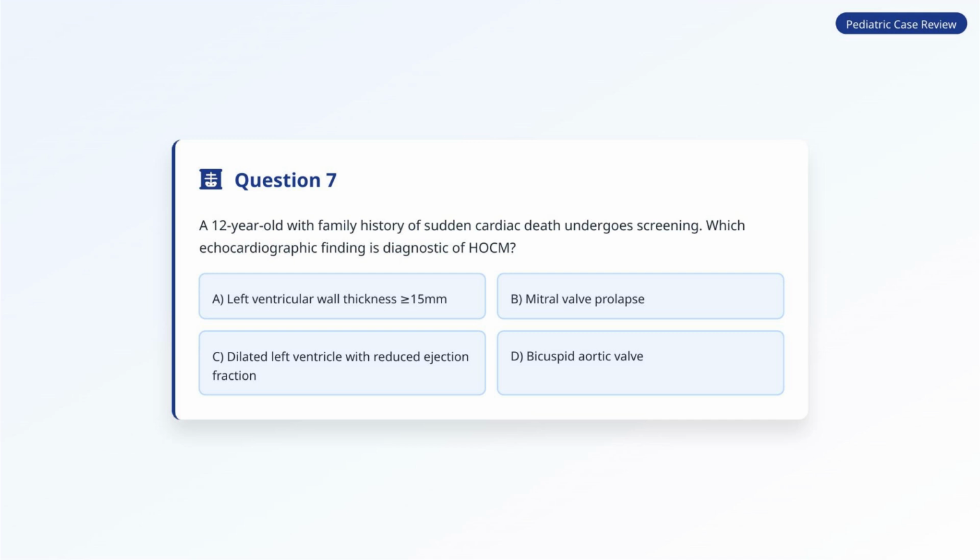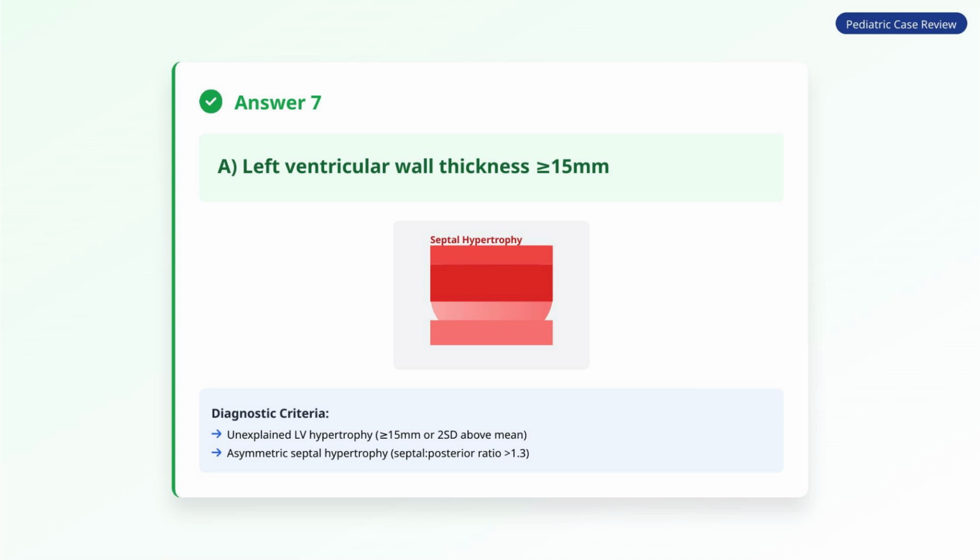A. Left ventricular wall thickness greater than or equal to 15 millimeters. B. Mitral valve prolapse. C. Dilated left ventricle with reduced ejection fraction. Or D. Bicuspid aortic valve. The correct answer is A. Left ventricular wall thickness greater than or equal to 15 millimeters.